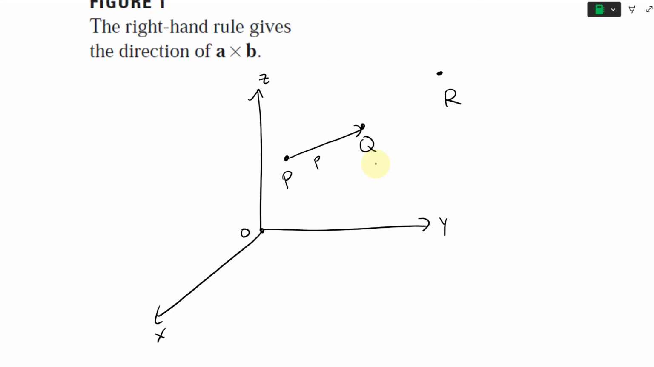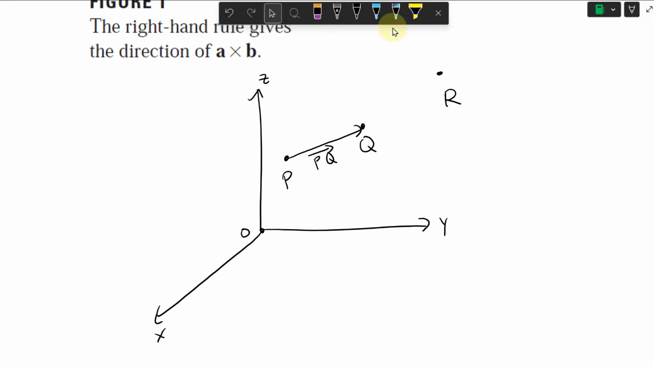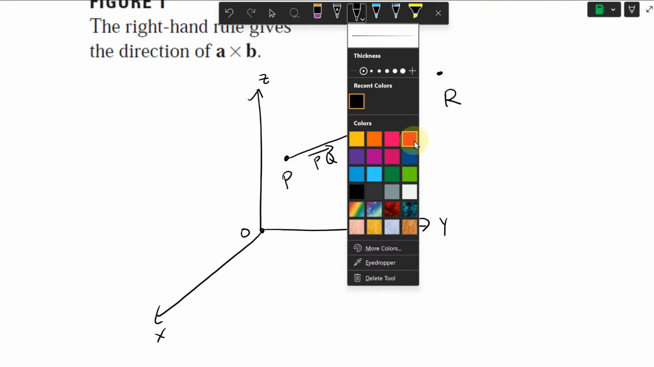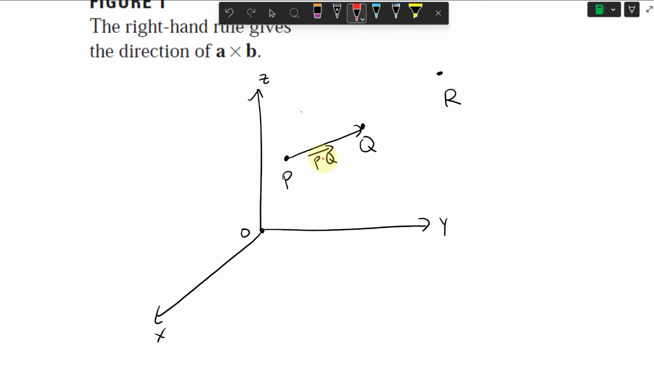And let's say this is PQ, like that. And the next one, I'm going to draw this in red. Okay, so let's say we had now from P, like that. Here, actually, just move this over so it's in line. So we have from here to here. This is PR, like that.